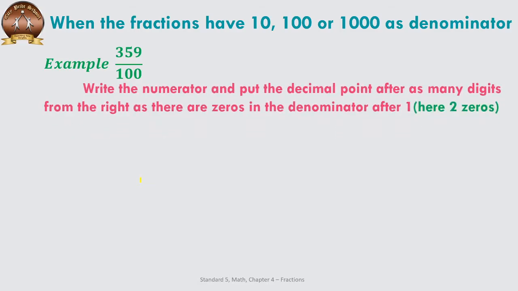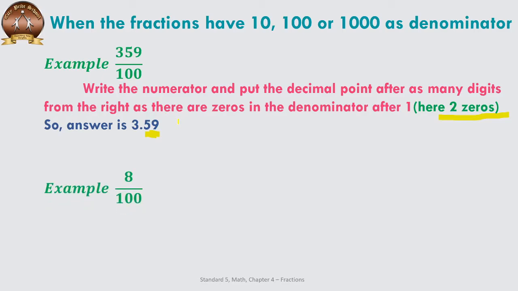Write the numerator and put the decimal point after as many digits from the right as there are zeros in the denominator after 1. Now, how many zeros are there after 1 here? 0 and 0, there are 2 zeros. So, what we have to do is put a point from the right hand side counting two numbers. So, 1 place and 2 place. So, we get the answer as 3.59.